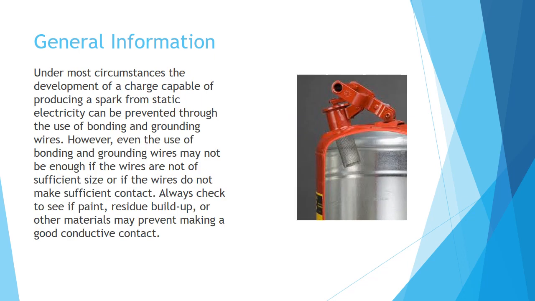Under most circumstances, the development of a charge capable of producing a spark from static electricity can be prevented through the use of bonding and grounding wires. However, even the use of bonding and grounding wires may not be enough if the wires are not of sufficient size or if the wires do not make sufficient contact. Always check to see if paint, residue buildup, or other materials may prevent making a good conductive contact.